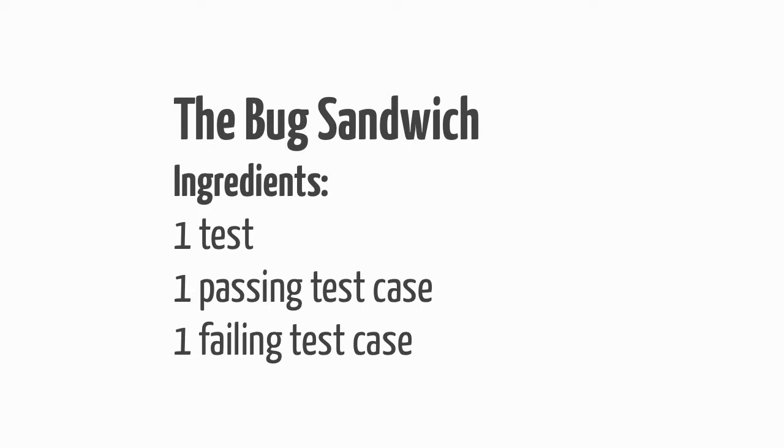To use the bug sandwich, you need a test and two test cases, a passing case and a failing case. Initially, the passing case should pass the test, and the failing case should fail the test. The test doesn't necessarily have to be an automated test. You can certainly do the test manually. The most important thing about the test is that its results are consistently reproducible.